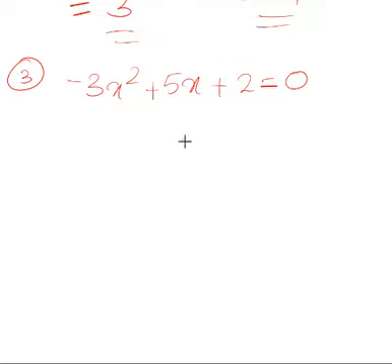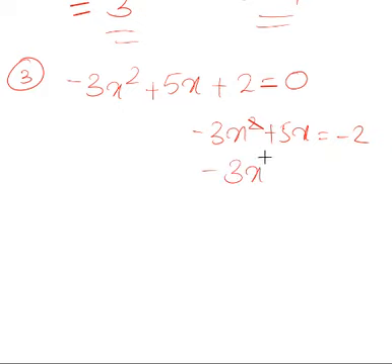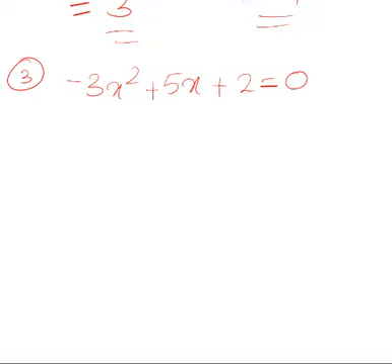Suppose the equation was like negative 3x square plus 5x is equal to negative 2. This is not in standard form. Here the constant term is on the right side, so you have to bring this constant term to the left side first. So this turns into negative 3x square plus 5x plus 2 is equal to 0. So now this is in standard form. So suppose you are given a quadratic equation which is not in standard form, first make sure that it is changed into standard form, then only start applying the quadratic formula. This is very very important.